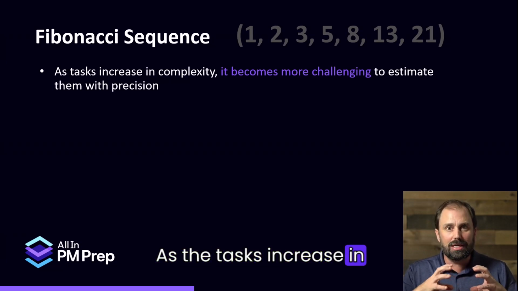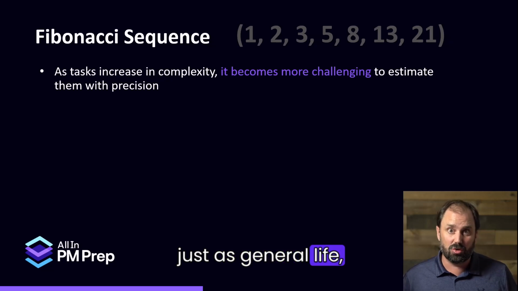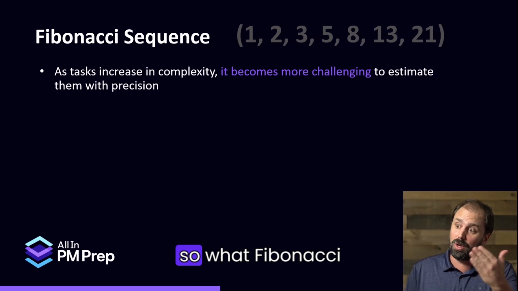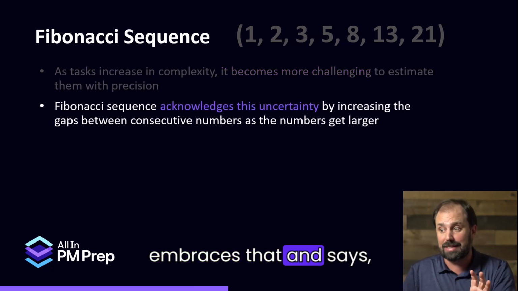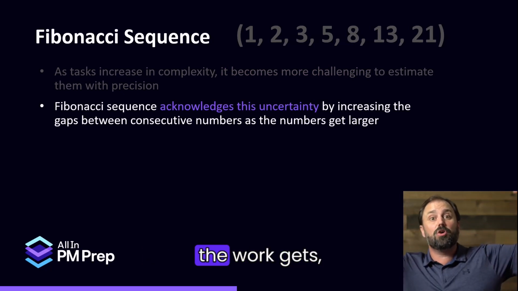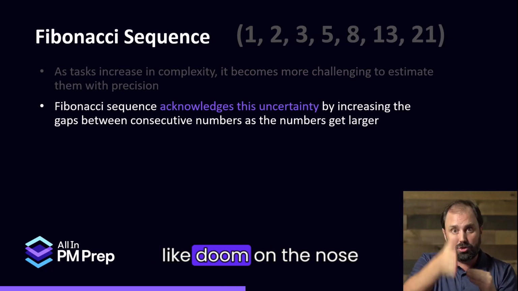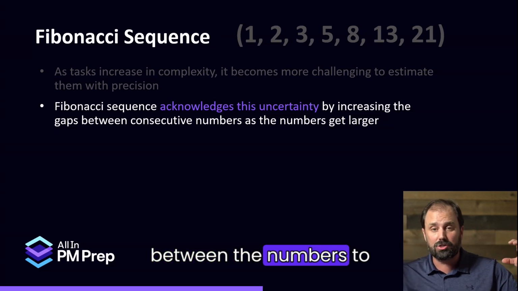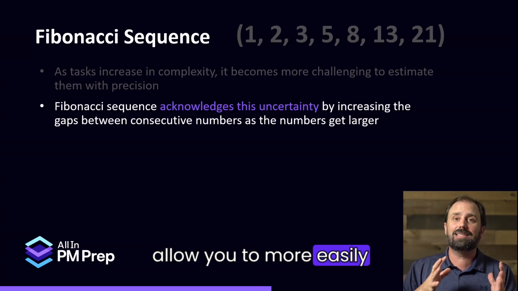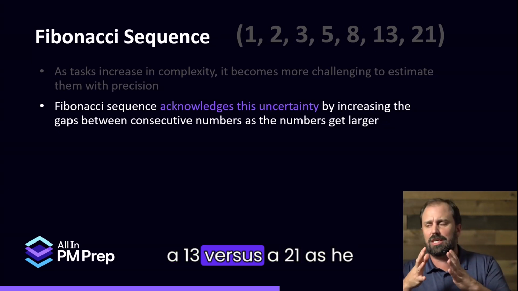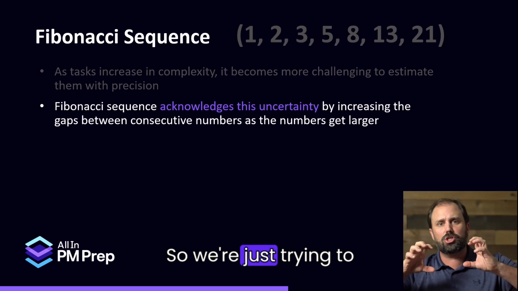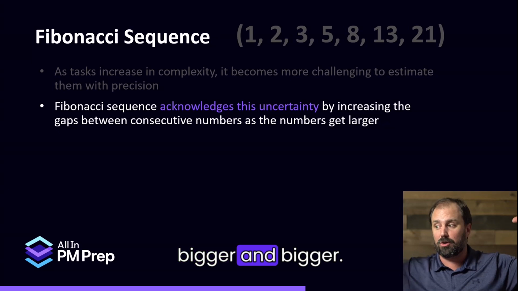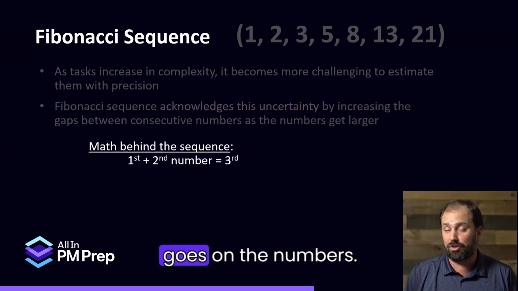As the tasks increase in complexity, just as in life in general, it becomes more and more difficult to estimate them with any kind of precision. So what the Fibonacci sequence does is it embraces that and says, okay, I acknowledge the bigger the work gets, the harder it is to be right on the nose with it. And so we're going to give you bigger gaps between the numbers to allow you to more easily say, ooh, this is an 8 versus a 13 versus a 21 as it gets bigger. So we're just trying to grossly get them into chunks or buckets as it gets bigger and bigger and bigger, all right? So here's how the math goes on the numbers.